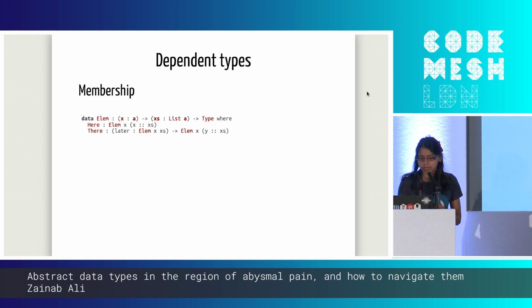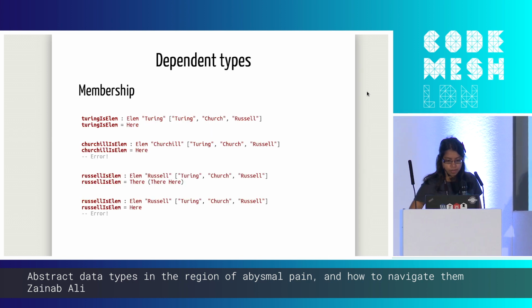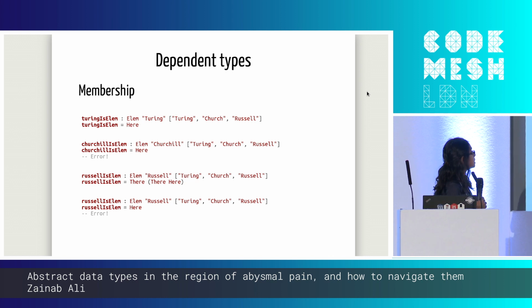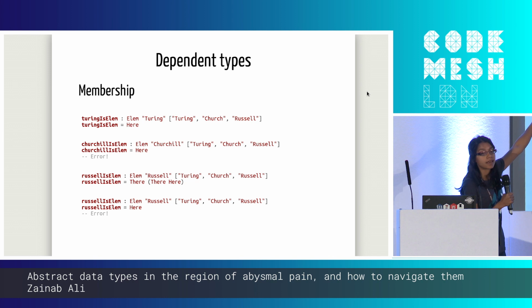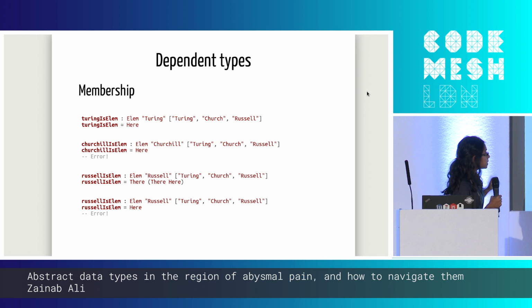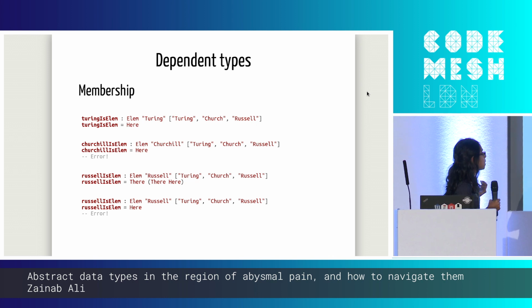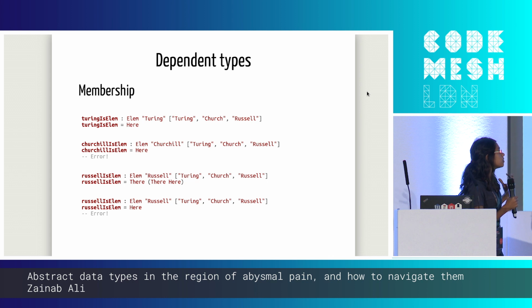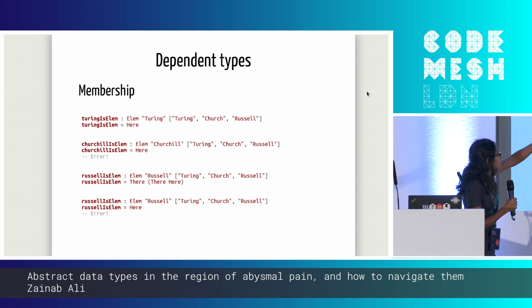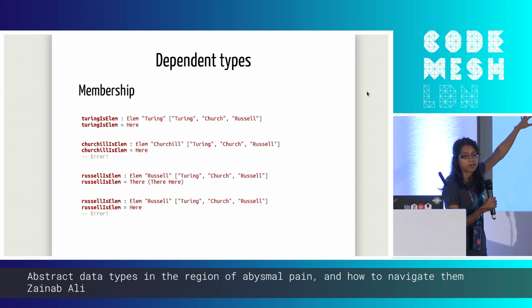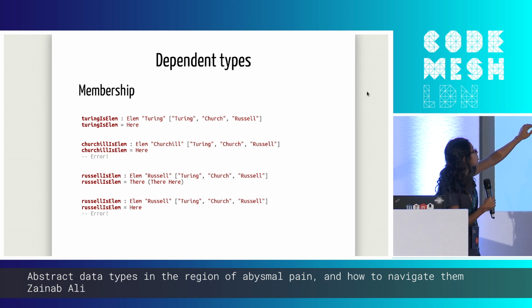Well, what do the values of this look like? Let's say that I want to show that Turing is an element of the list Turing, Church, and Russell. Well, the only value of lm that will satisfy this top type is here. So Turing is here. Let's say that I have some other value, Churchill. I want to say that Churchill is a member of Turing, Church, and Russell. Well, Churchill isn't. So if I try and assign the value here to this type, then I get an error, because here has to correspond to the type of the element that is at the head of the list.